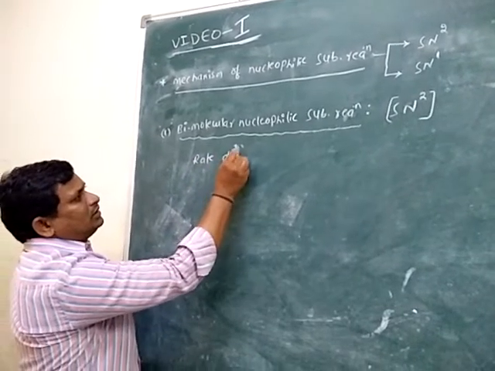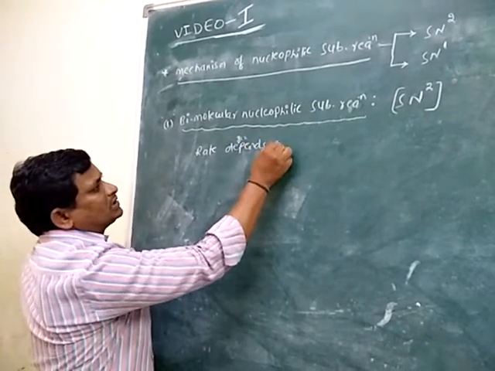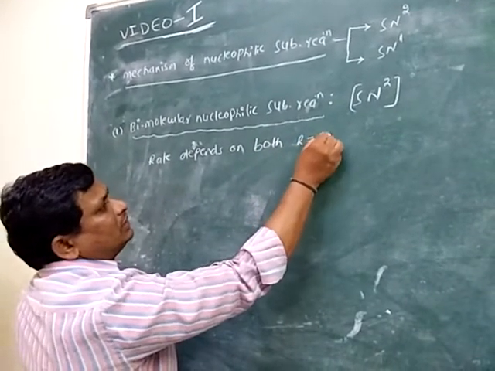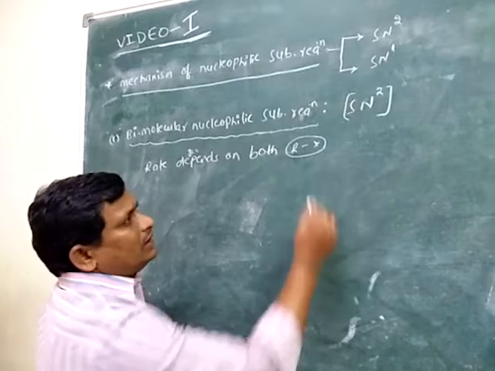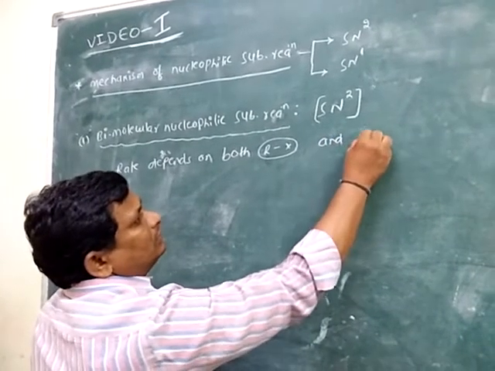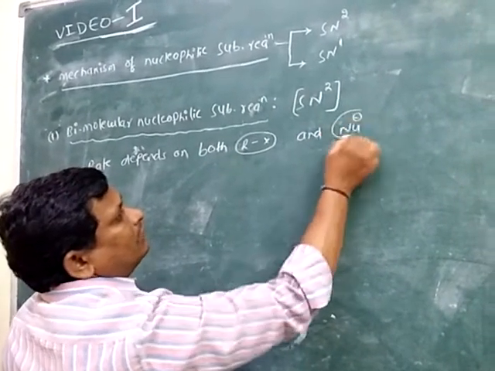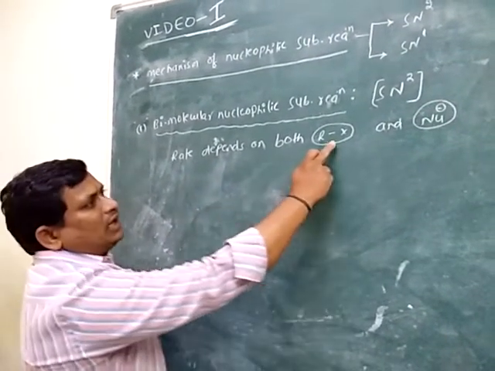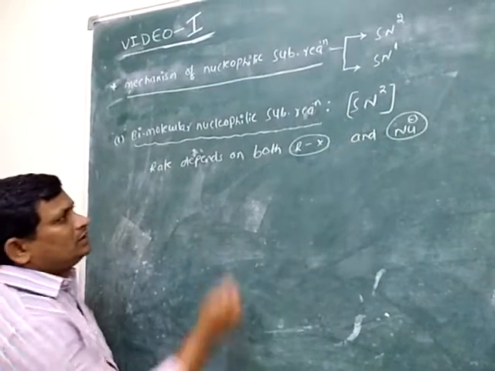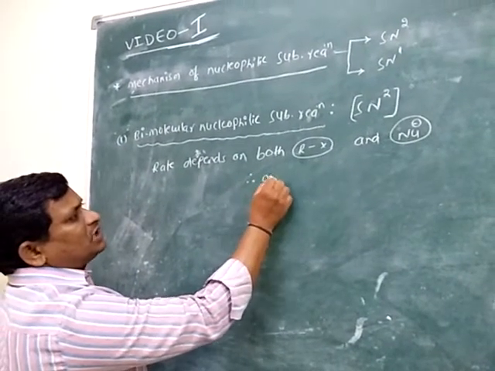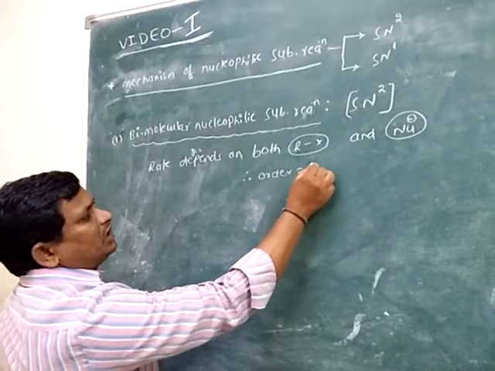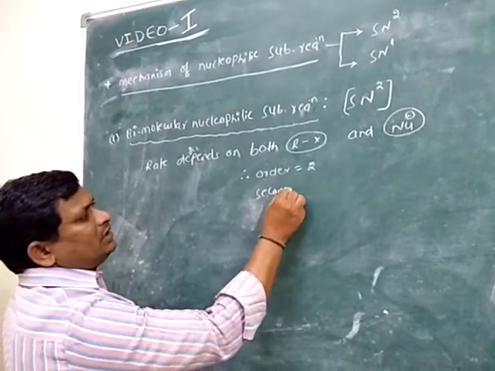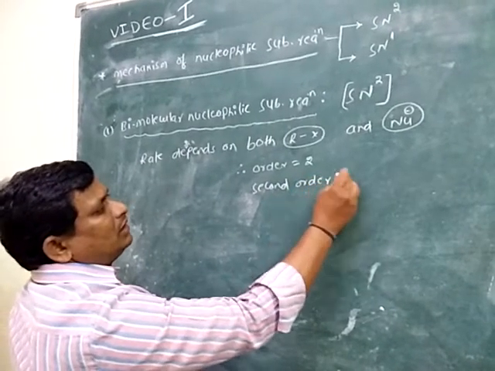the rate depends on both the alkyl halide and the nucleophile. So in this mechanism, the rate depends on both the alkyl halide and the nucleophile. Therefore, the order of the reaction is 2. So this mechanism belongs to second order kinetics.